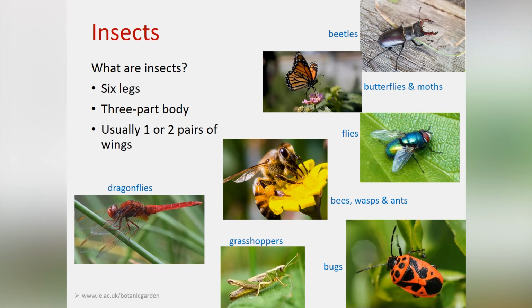The order of insects are divided into the families shown: beetles, butterflies and moths, flies, bees, wasps, ants, bugs, grasshoppers and dragonflies. The beetle family is the biggest.